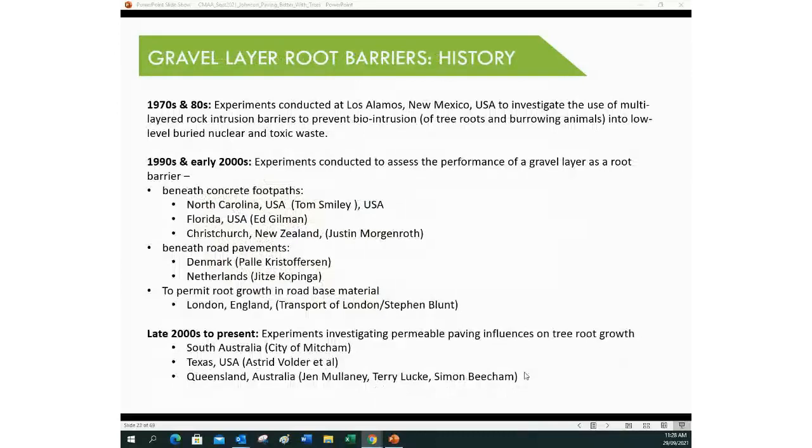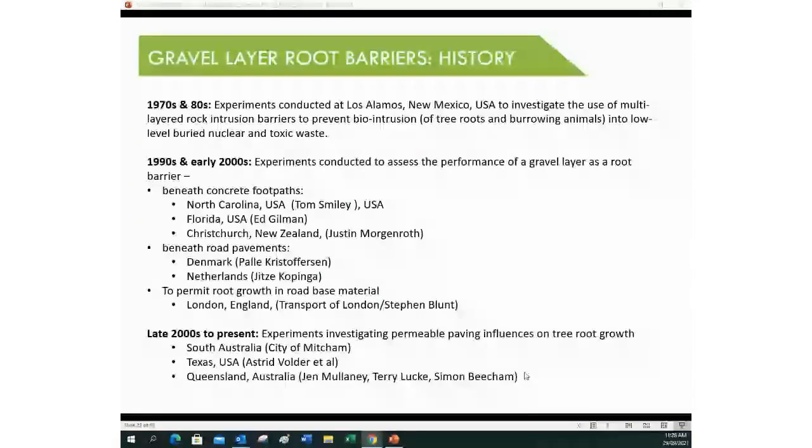There's a fair bit of history here. It goes back to the 70s. Some environmental health people in Los Alamos had trouble with tree roots getting into nuclear waste and bringing the nuclides and toxins to the surface. A bit of a problem. This is the site of the Trinity experiments, the development of the atomic bomb.